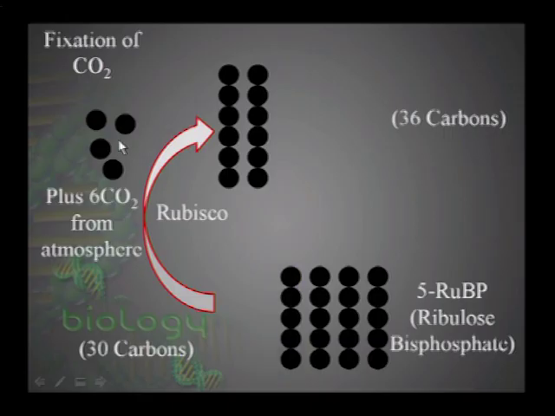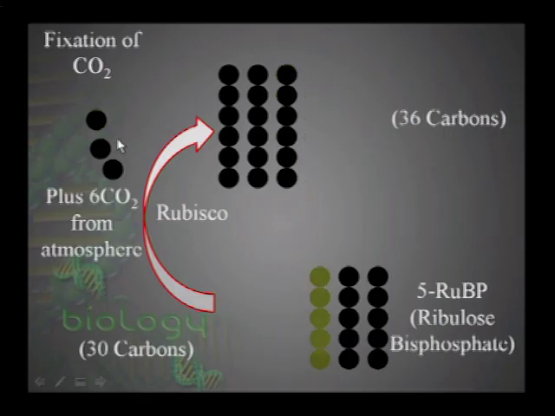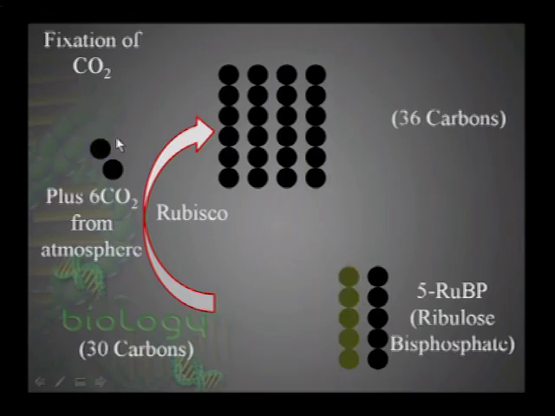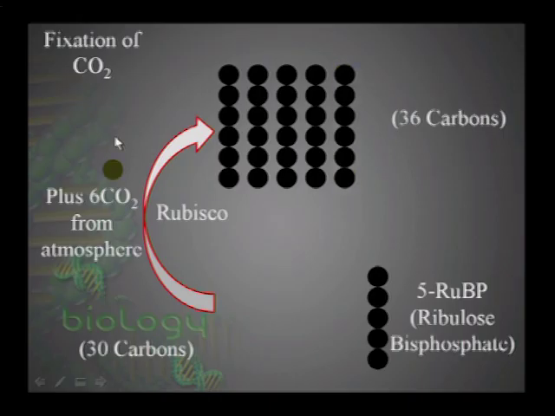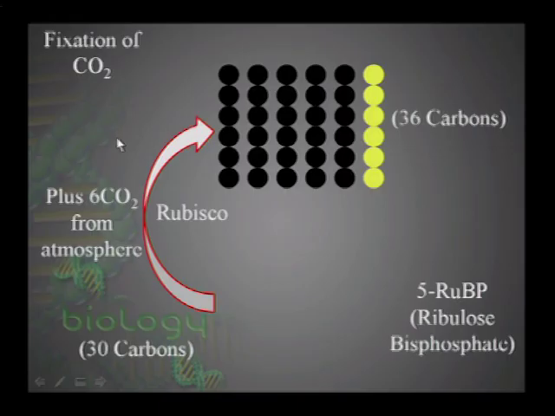And then a third, and then a fourth, and then a fifth, and then a sixth. So at the end of this part of the cycle, you start with 6 5-carbon ribulose bisphosphates. You end up with 6 6-carbon intermediates, and these are very unstable molecules.